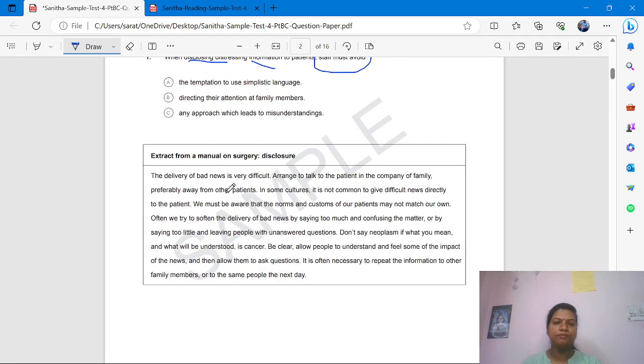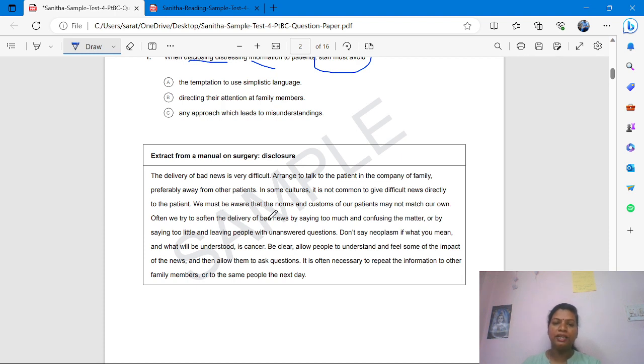You come to the text. The delivery of bad news is very difficult. Arrange to talk to the patient in the company of family, preferably away from other patients. In some cultures, it is not common to give difficult news directly to the patient, because they come accompanied by the family. We must be aware that the norms and customs of our patients may not match our own.